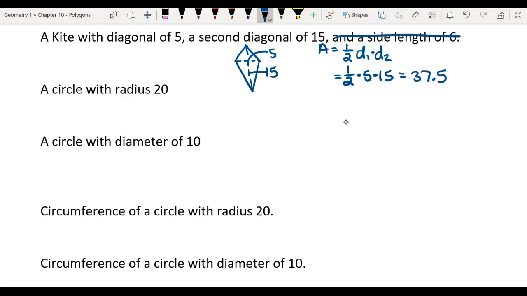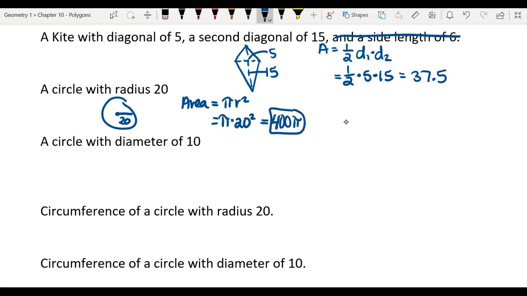A circle with radius 20. Okay, so it gave us our radius right away, right? So your radius is 20. So from the center to the side is 20. The area formula is pi r squared. So pi times 20 squared is 400 pi. And it actually has like a pi button on your IXL today. So you type in 400 pi. You leave pi alone.